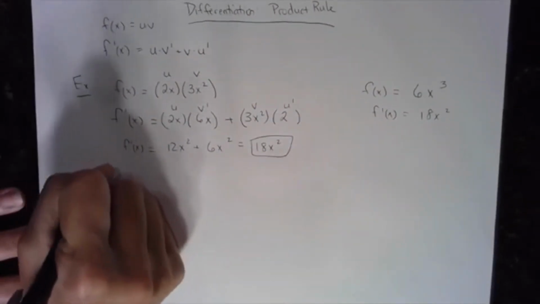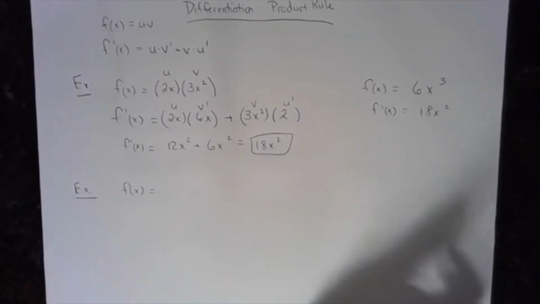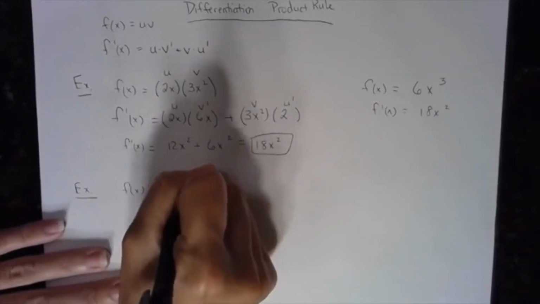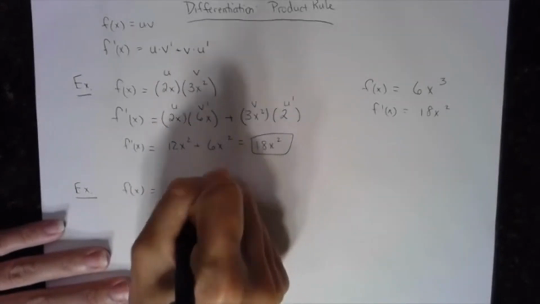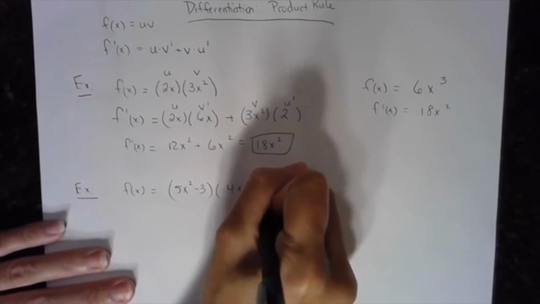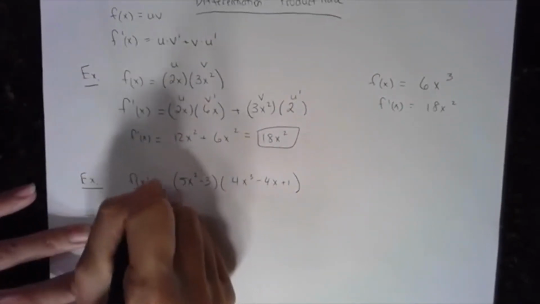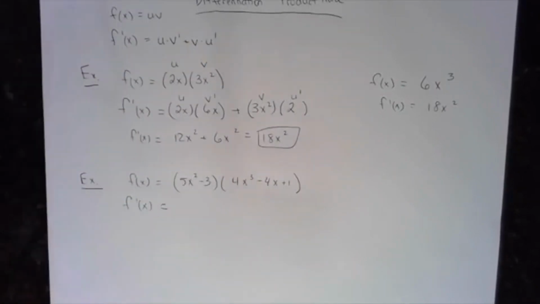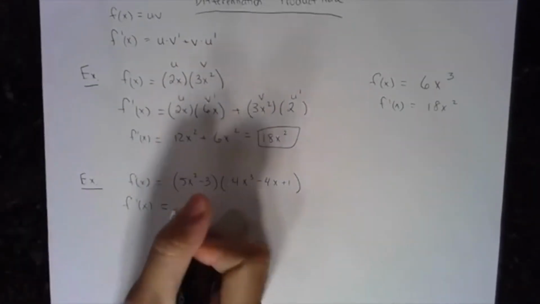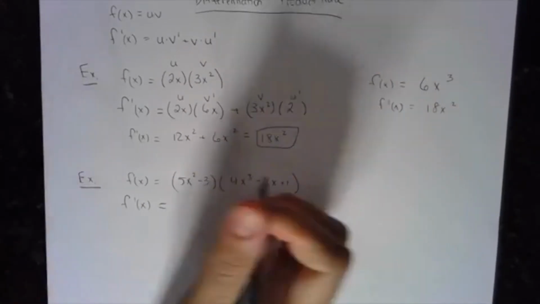All right, let's do another one. Let f of x be 5x squared minus 3 times 4x to the third minus 4x plus 1. How about that? Again, this is a particular example in which we don't need to use the product rule, but we're practicing the product rule, so we're going to use it for this case.